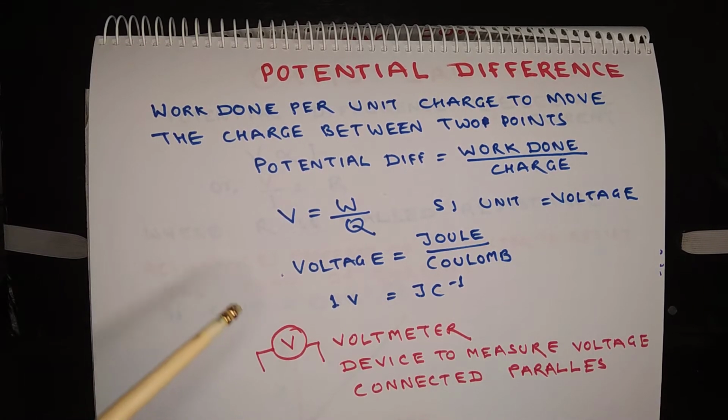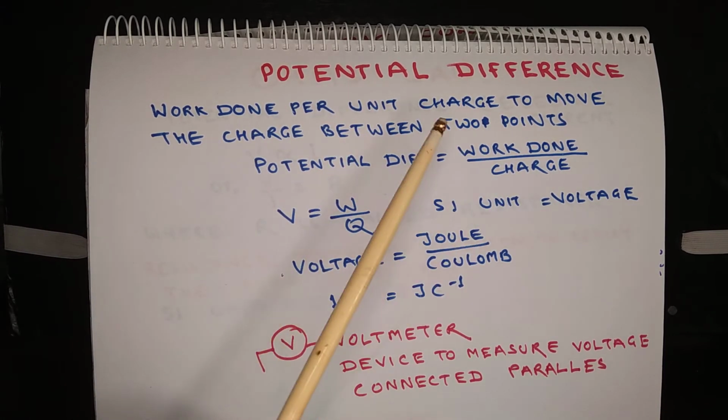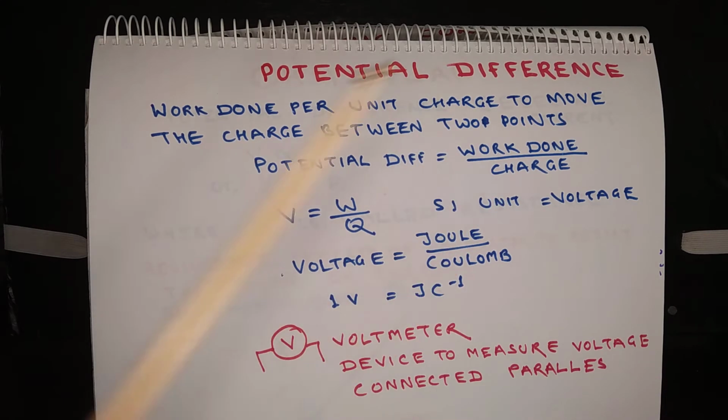Say for example, water moves from one point to another because of the difference in pressure. So if the water is kept in overhead tank, it will move downwards through the pipe because the pressure in overhead tank is more than the pressure at the end of the tank. Similarly, the electric charge moves because of potential difference. So potential difference is equal to work done divided by charge.